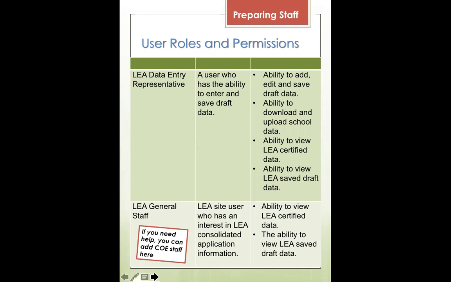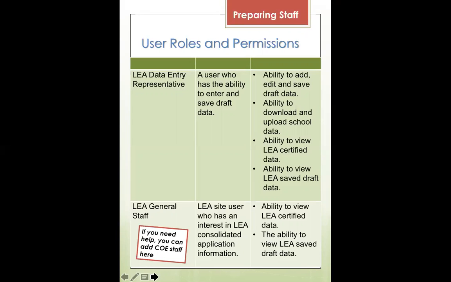The next one is called LEA General Staff, and sometimes there's people in your organization or outside your organization, like consultants or us, county office people, that are there to help you and support you. We can't see into your system without being in one of these roles, and the place to assign us is the general staff role. That means we can't touch anything, we can't do anything to the data, we can only view it, but sometimes that's helpful if you have someone supporting you.